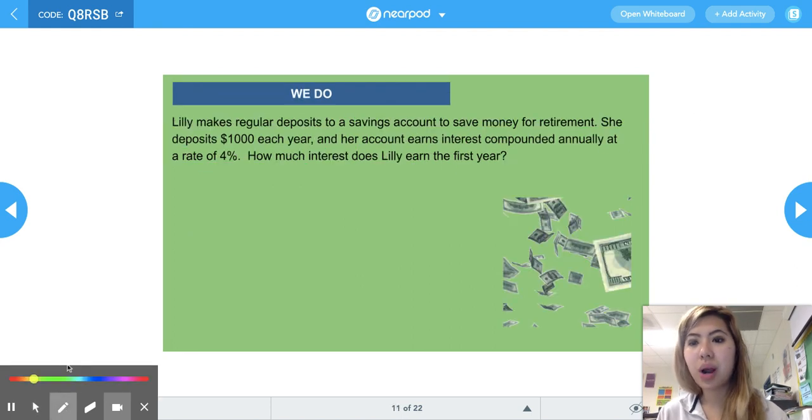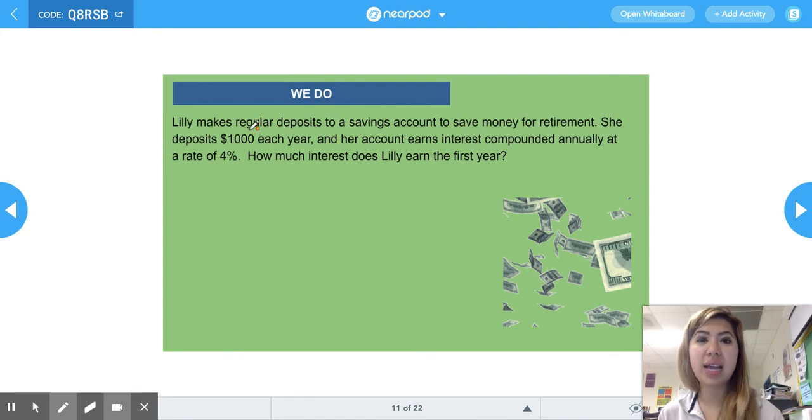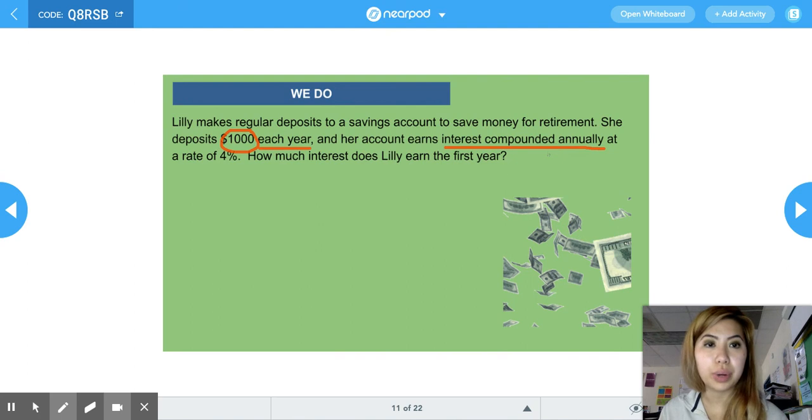This next we do problem has us working backwards. It says Lily makes regular deposits to a savings account to save money for retirement. She deposits $1,000 each year, and her account earns interest compounded annually. Annually means per year. So the interest is compounded or calculated per year at a rate of 4%. And now we want to figure out how much interest Lily earns the first year.